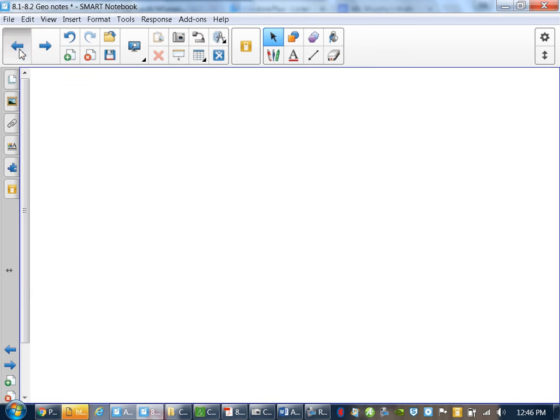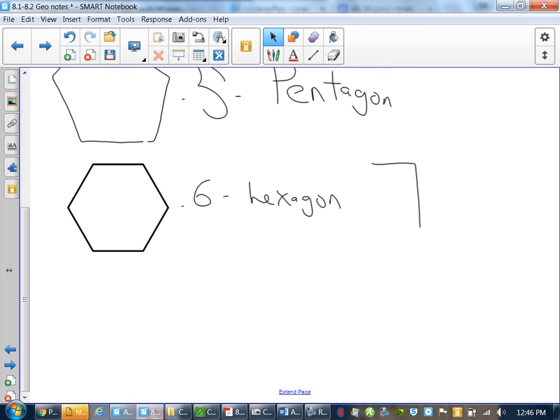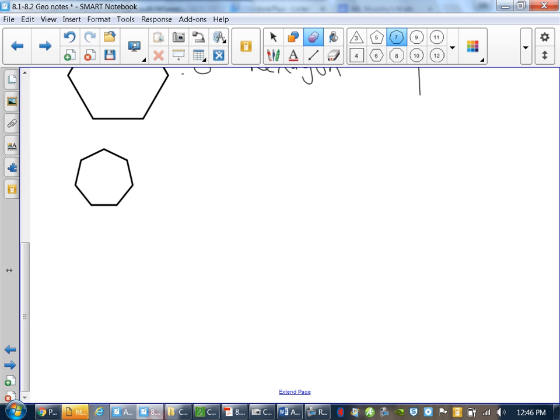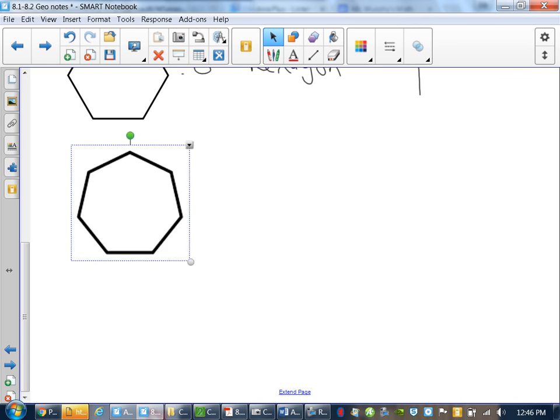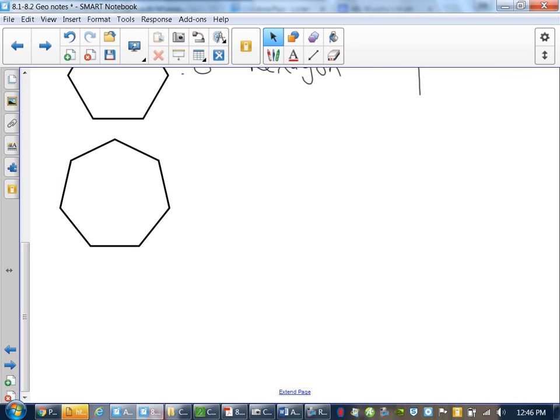Let me get ahead of myself here. A seven-sided figure. There are two names for a seven-sided figure. Why is there such a thing called seven-sided? Well, because there's seven sides. It is called either a heptagon or a septagon. It has two names. One is called a heptagon, the other is called a septagon.